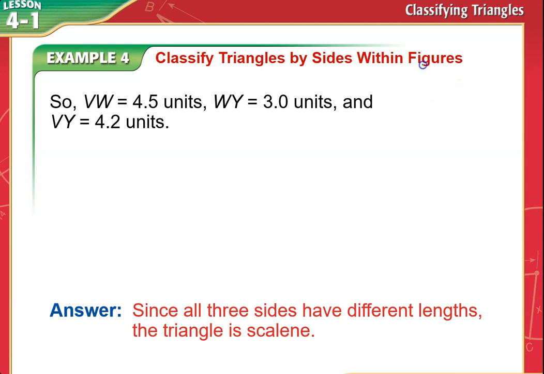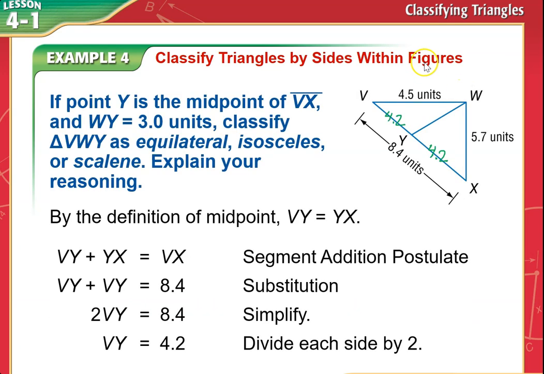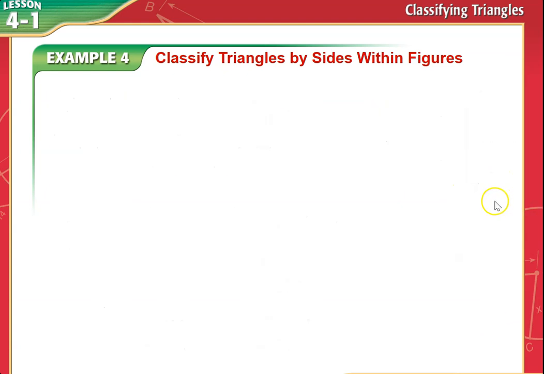WY equals 3 units. I think I must have missed that. Oh, it tells us right there. So WY is 3. Let's put that here. Could have got that right away. So I guess I just have to read. So even your teacher made a mistake, but here we go. All right, WY equals 3 units. Okay, so we know they all have different sides, so it's going to be scalene.